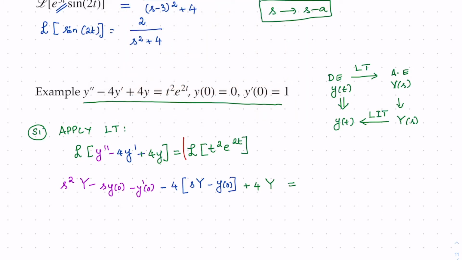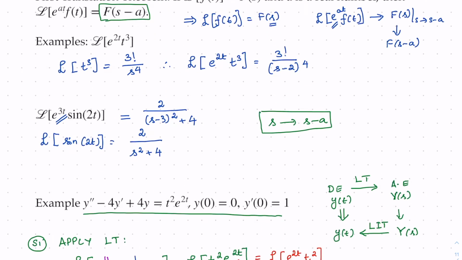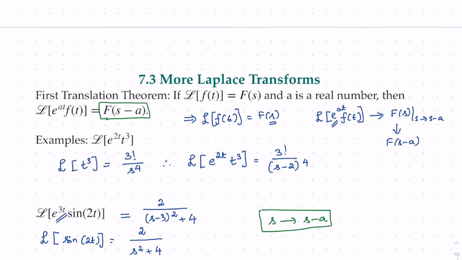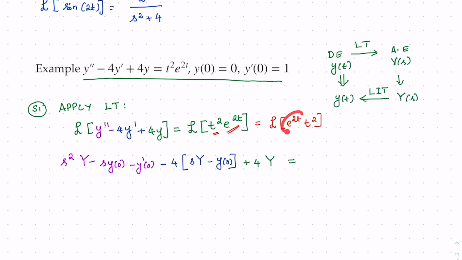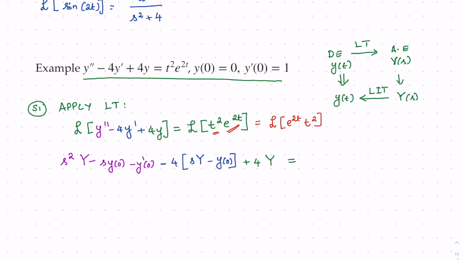Since e to the 2t is multiplied by t squared, rather than looking at it this way, this is the same as the Laplace of e to the 2t times t squared. Because of this translation theorem, where the e to the at here is e to the 2t, this is simply the Laplace of t squared, replacing s by s minus 2.